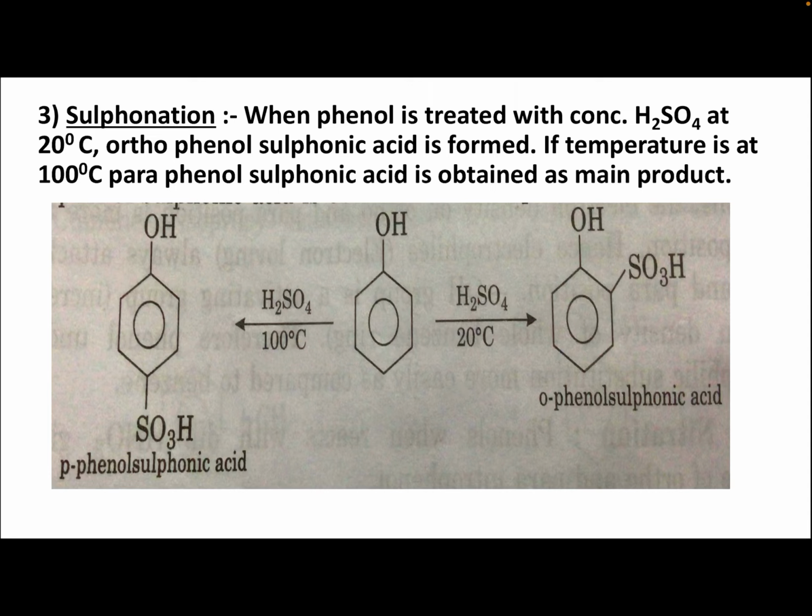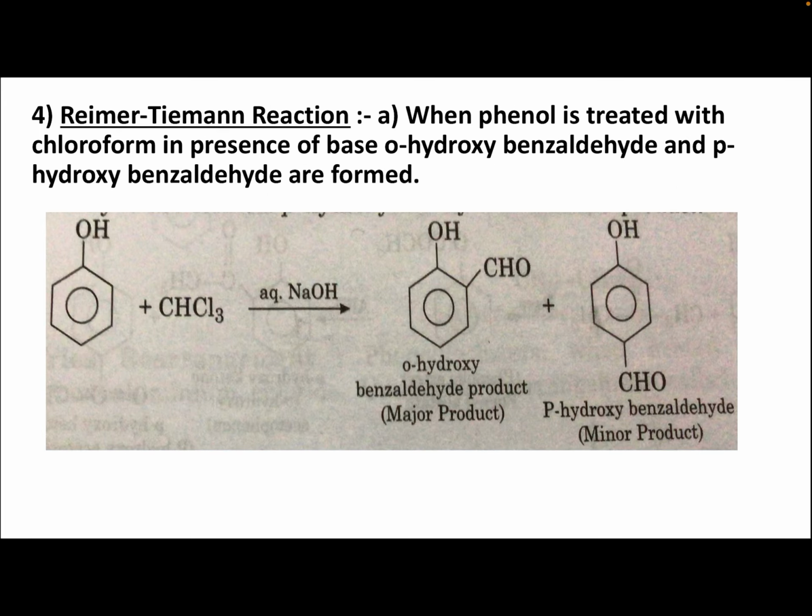That means depending upon the temperature, sulfonation takes place. If 20 degrees, then ortho phenol sulfonic acid. If 100 degrees, then para phenol sulfonic acid is formed.